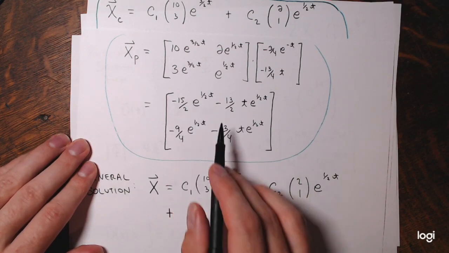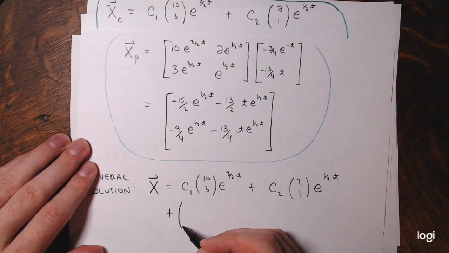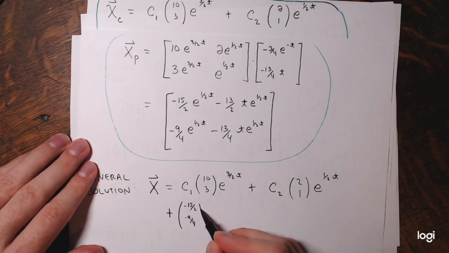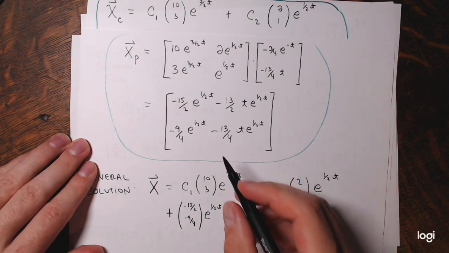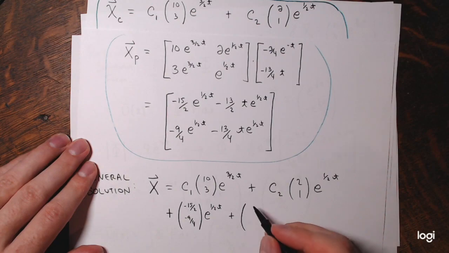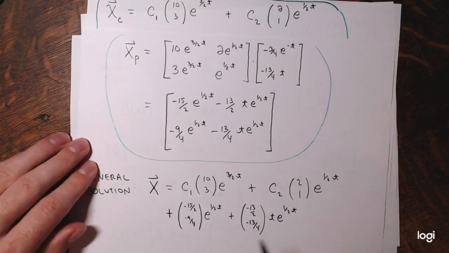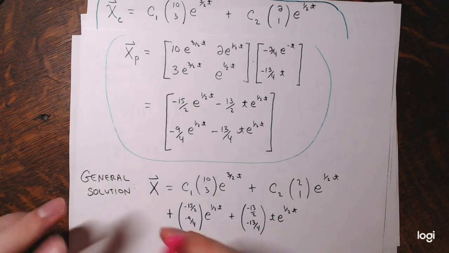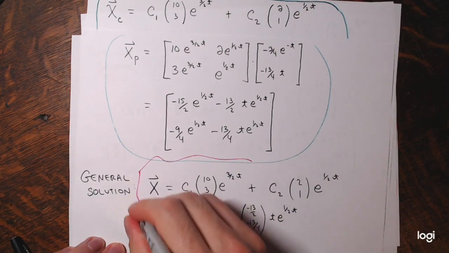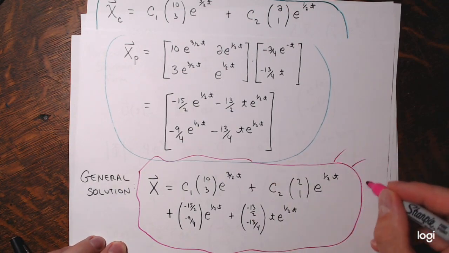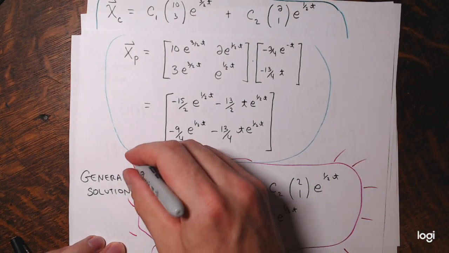Now again, I'm going to break this up. So I have the vector negative 15 halves, negative 9 fourths, and both of those are times e to the half t, plus the vector negative 13 halves, negative 13 fourths, both of those times t e to the half t. And there we have it. Putting it all together, that's it. Final solution.